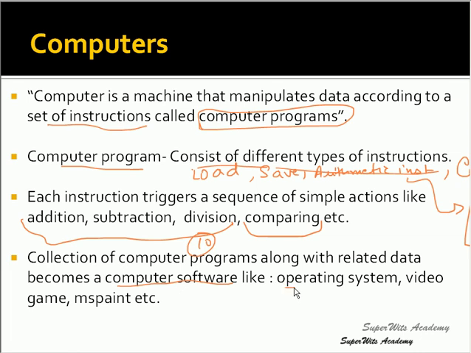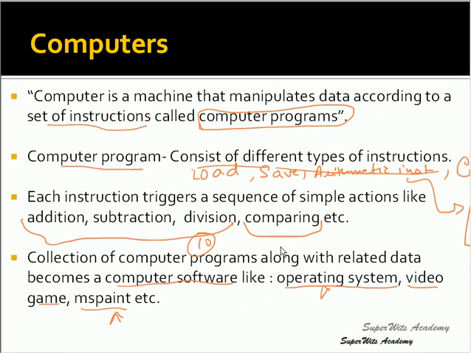So the best examples are operating systems and video games, which you play. You press the left button, that character moves to the left. If you press the right button, that character moves to the right. So each button press is programmed for some particular type of job. Similarly, MS Paint, you draw something in your MS Paint software. So each action has some sort of individual computer program, which are combined together to make a computer software named Microsoft Paint, operating system, video game, etc., whatever you want to say, right?